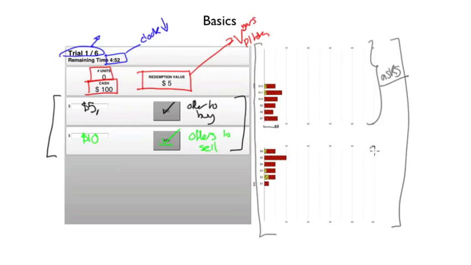Now, this part of the screen is broadcasting to you all of the offers to buy, all of the bids that the entire market has placed that are active at any particular moment. So for example, right now here, there are 10 offers to buy tokens at a price of $5. And you can see that here.